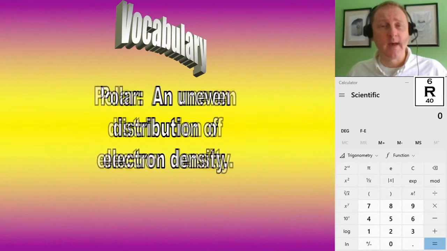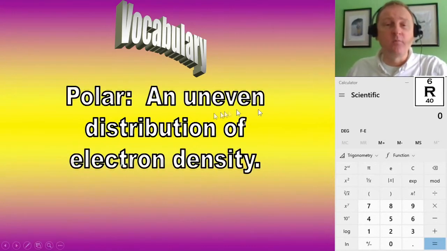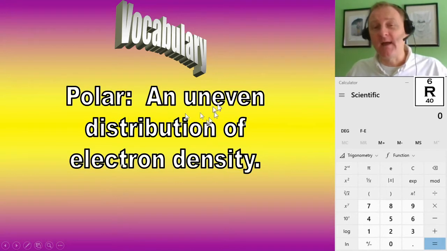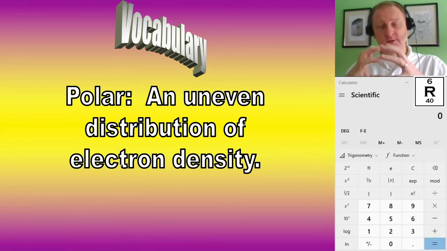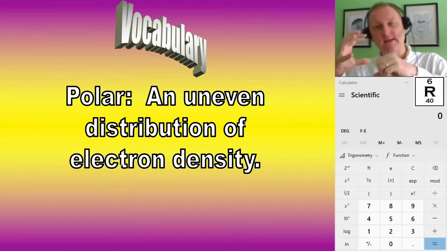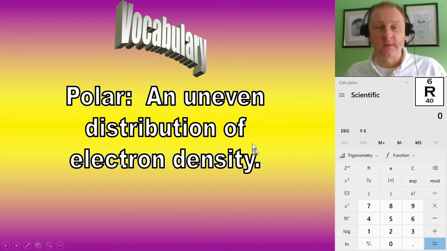Let's talk about some vocabulary here and the word polar. Polar is an uneven distribution of electron density. That would mean in a molecule, if the electrons are evenly distributed around, that would be nonpolar. If one side has more electrons and the other side has less electrons, then that molecule is a polar molecule, which has a partially positive side and a partially negative side.